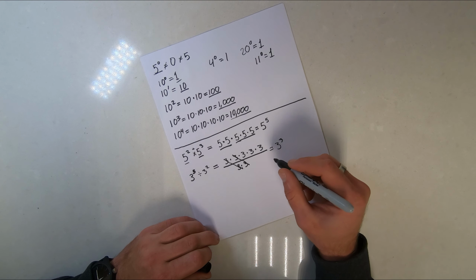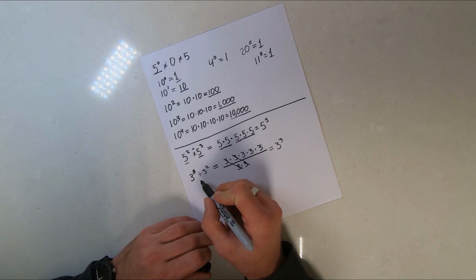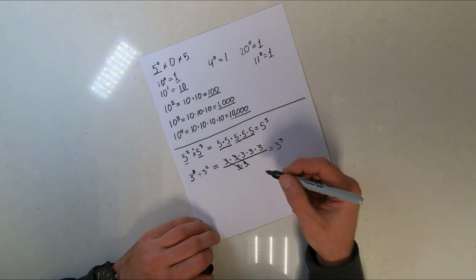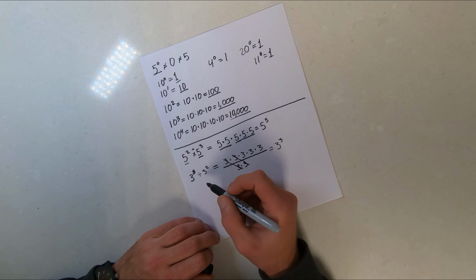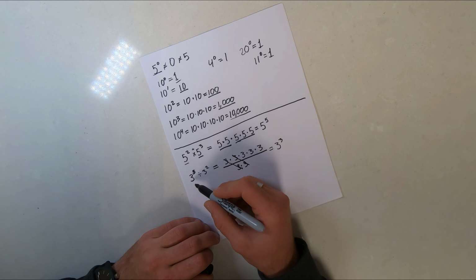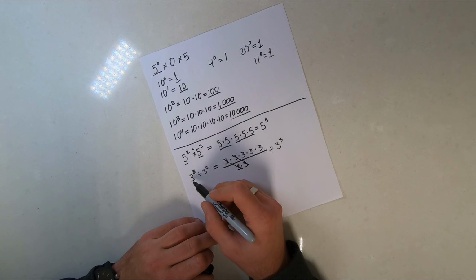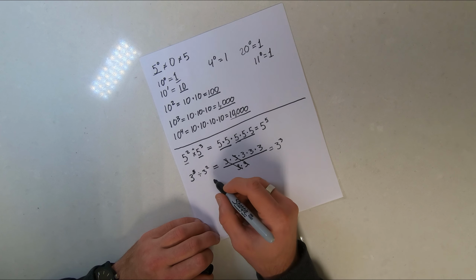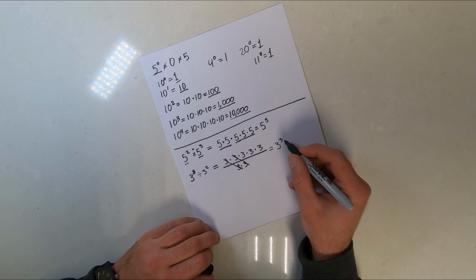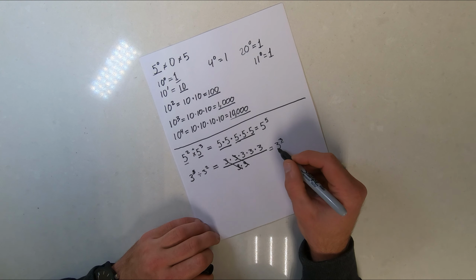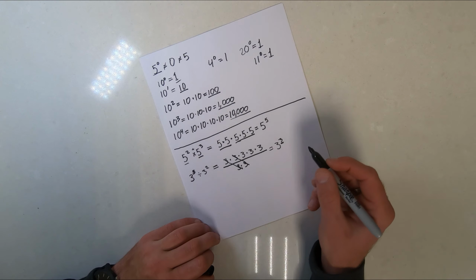So as a general rule, we can see that whenever we're dividing, and the bases are the same, we can just subtract the exponents. 5 minus 2 is 3, which is exactly what we got here. So it's 3 to the third power.